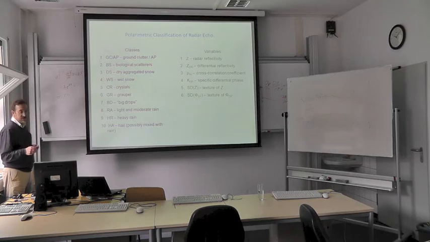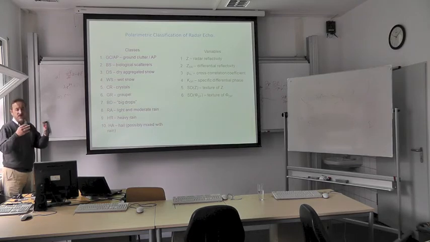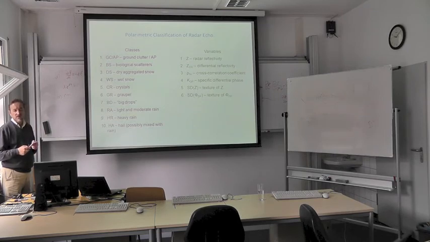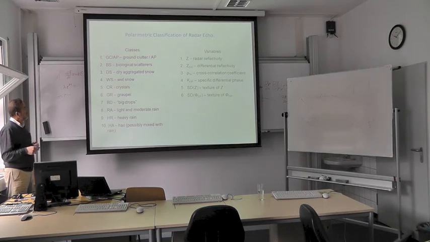At the moment, we don't make a distinction between insects and birds, but eventually it has to be done, because insects are passive tracers for turbulence, passive tracers for winds, and the clear air echo from insects is very useful for measuring winds. Whereas birds have their own strong component of velocity, and they cannot be used for estimation of winds in the atmosphere. All right, the dry aggregated snow, wet snow, crystals, graupel, big drops.